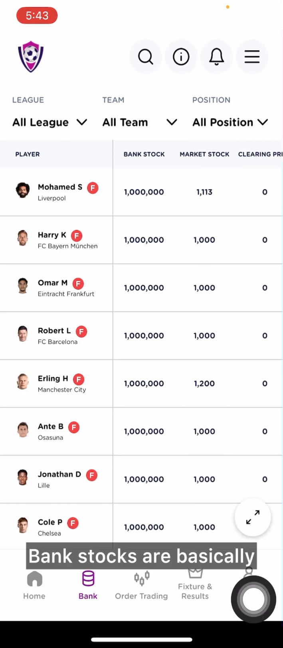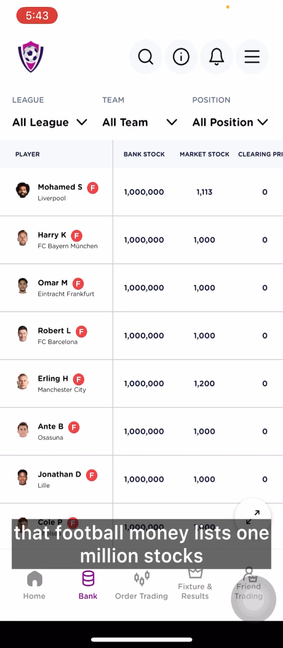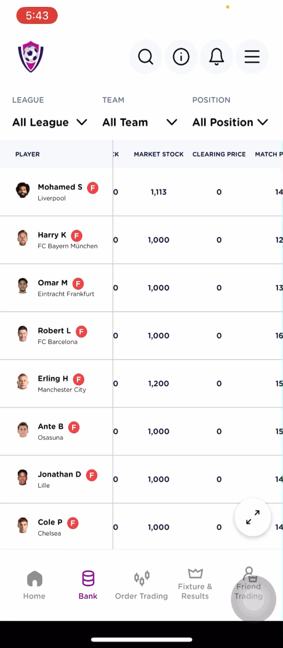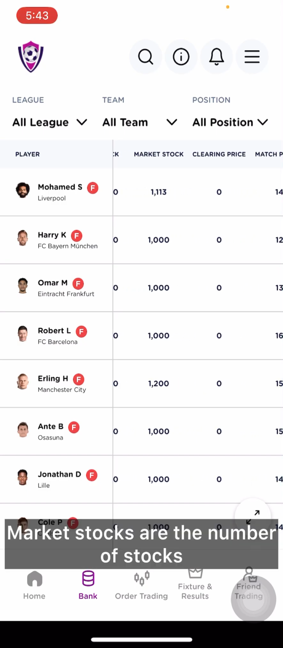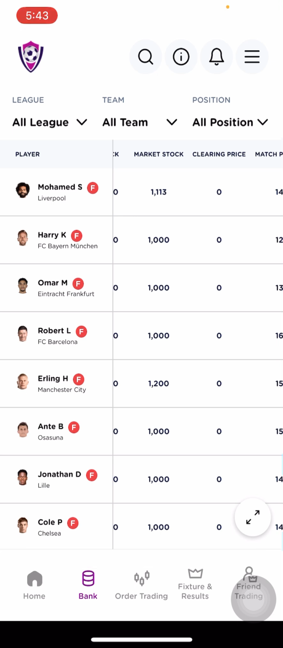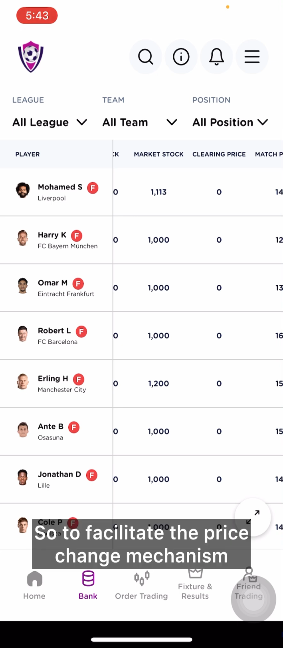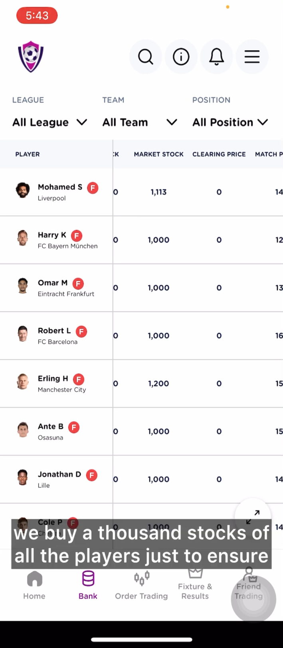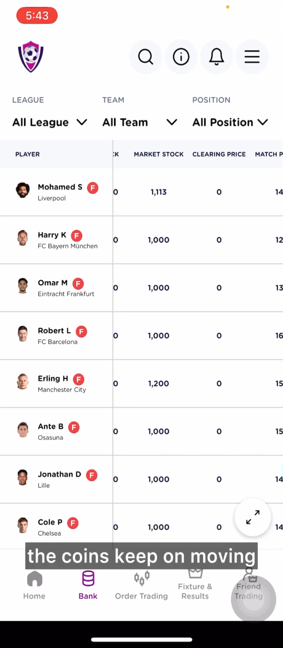Bank stocks are basically that Football Money lists 1 million stocks for every player. Market stocks are the number of stocks the traders have bought. So to facilitate the price change mechanism, we buy 1,000 stocks of all the players just to ensure that the price, the coins, keep on moving. And any stocks sold above the first 1,000 are what traders would have bought.